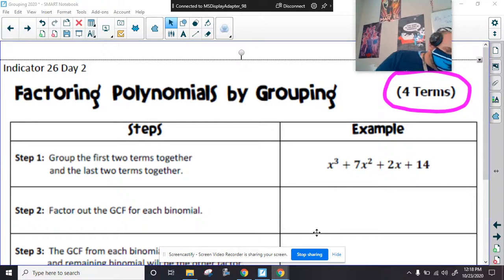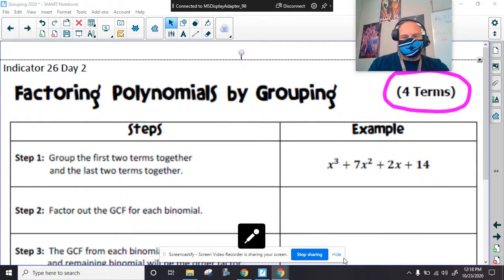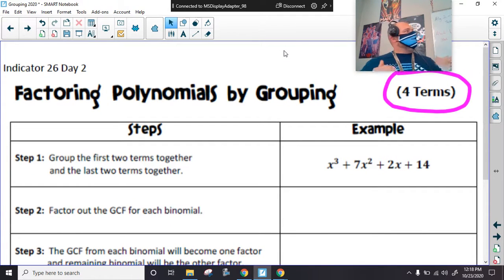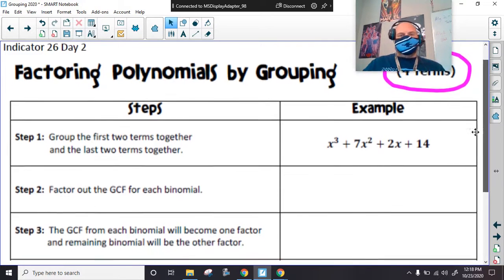Okay, so we're going to be factoring polynomials by grouping today. This is when you have four terms. Anytime you're asked to factor something and you see four different terms, factoring by grouping should pop in your head first.